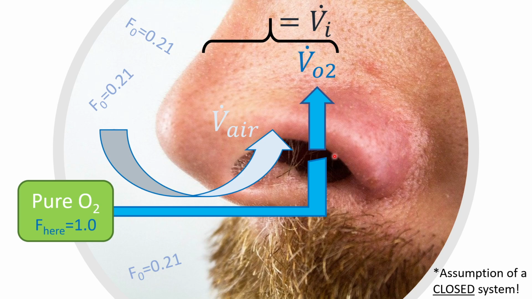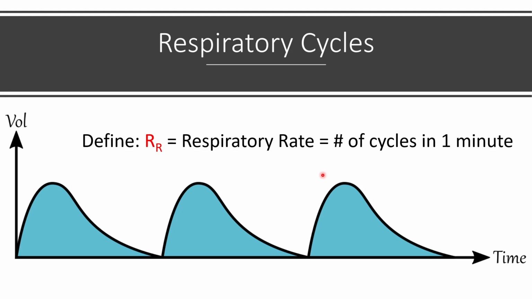So there's no leakage to the outside surroundings of O2 coming out here, things like that. So we're assuming everything that we're providing during inspiration is taken up by the patient. So let's go over what a respiratory cycle is briefly.